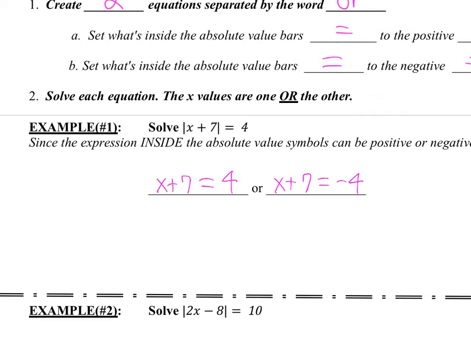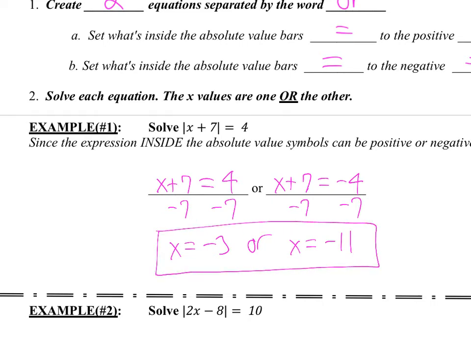So let's go ahead and do that. How do we solve for x now? Well, we're going to subtract 7 from both sides. And 4 minus 7 is negative 3. Or we're going to subtract 7 over here as well. X equals, that's going to be negative 11. So these are our 2 answers. Now, what do these mean? Let's talk about what these mean in a second here.